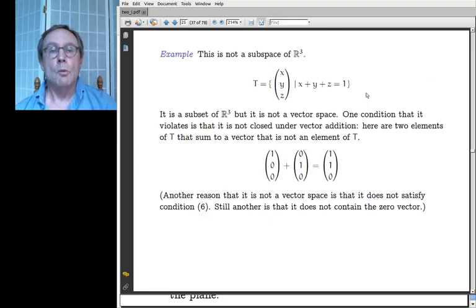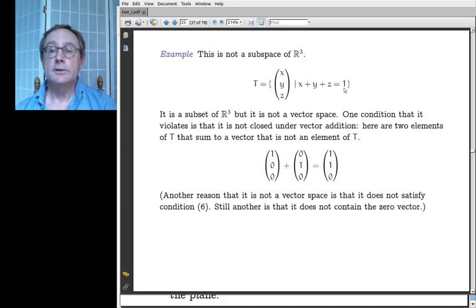So again, one of the best ways to understand what something is, is to give examples of it, and to contrast the examples of it with the examples of what it is not. You understand what a dog is in part by pointing to things that are not dogs. That's a cat, that's not a dog. So this is an example of something that is not a subspace of R3. It looks like a plane through the origin, except that it says 1 instead of 0.